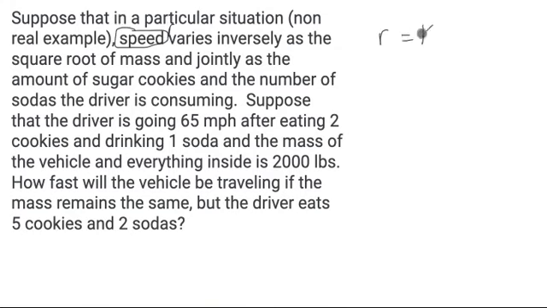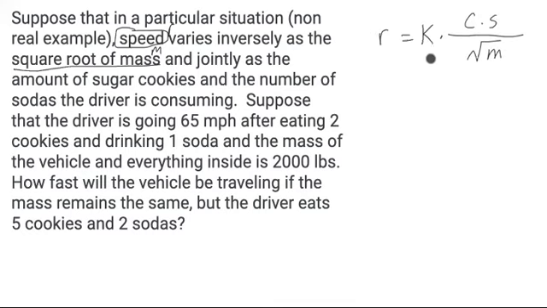So I'll just right away write R equal to K, some constant of proportionality times something. Since I see an inversely, I know there's going to be something in the denominator. Square root of mass. Maybe I'll use square root of m for mass. All right. And jointly, well, that means things in the numerator, and they're going to be multiplied together as the amount of sugar cookies and the number of sodas. Maybe I'll use C times S for sodas and cookies. Again, this is really silly, and the answer will be bizarre, but let's go for this.